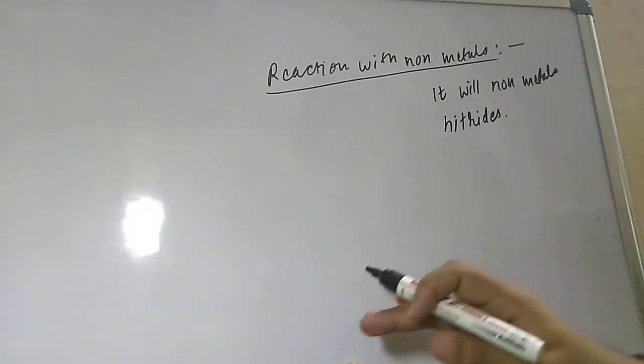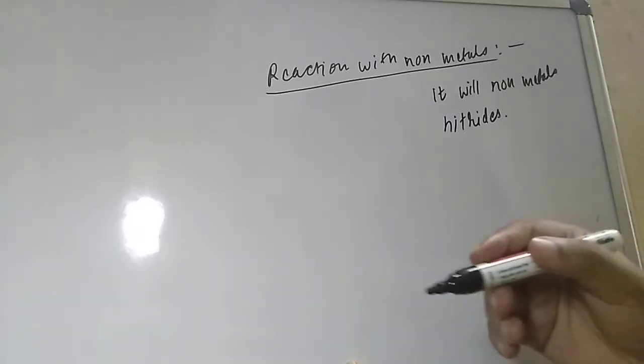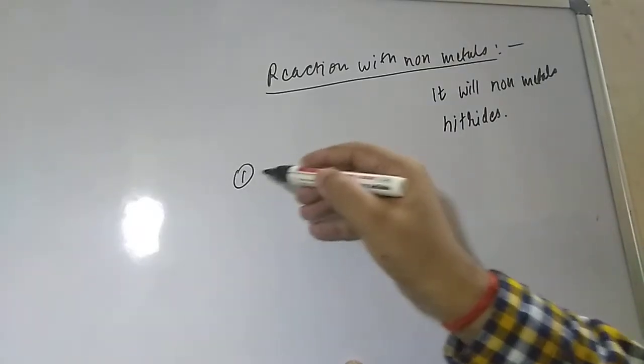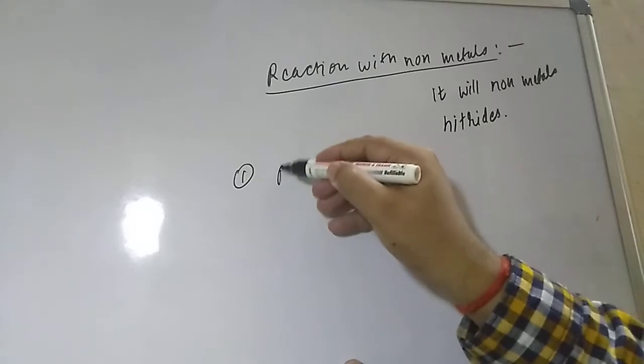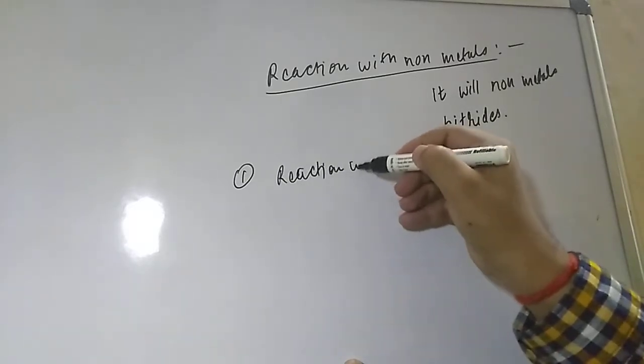Now let us read out some of the compounds formed when it reacts with non-metals. First, the reaction with dihydrogen.